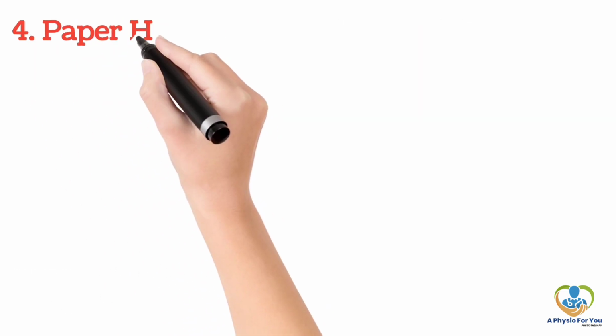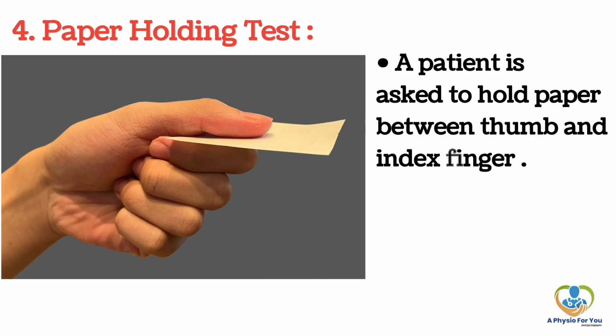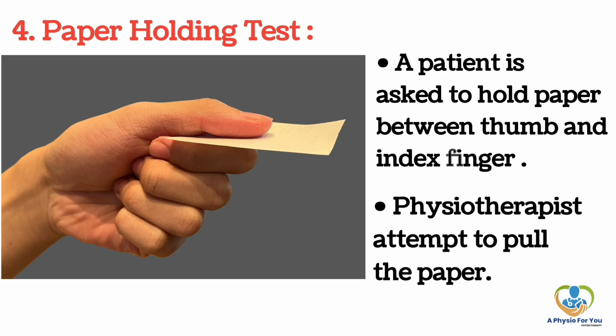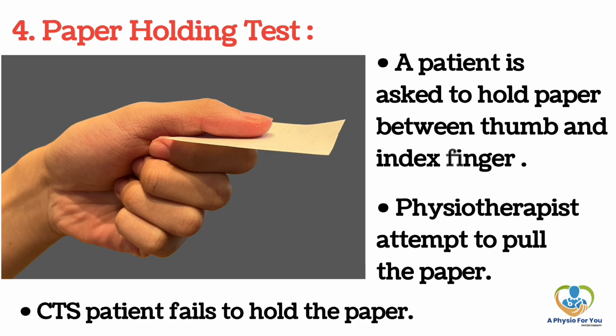Number 4. Paper holding test. A patient is asked to hold a paper between thumb and index finger. The physiotherapist then attempts to pull the paper out of the patient's hand. A normal individual will be able to maintain the hold, while a CTS patient will fail.